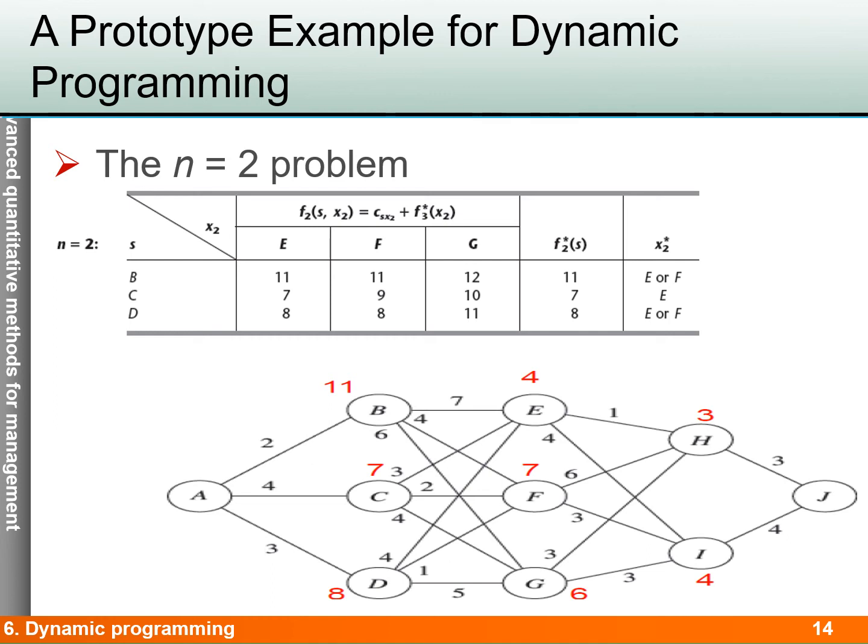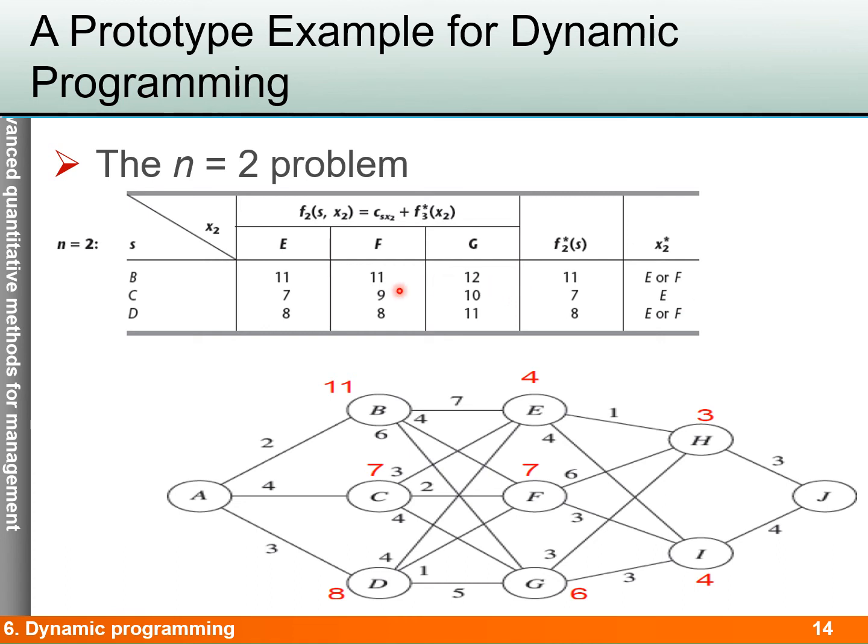So as I told you, this star here is the optimal. Our optimal is finding the minimum. Between 11, 11, and 12, which one is minimum? 11. 7, 9, 10, which is the minimum? 7. 8, 8, and 11, which is the minimum? 8.